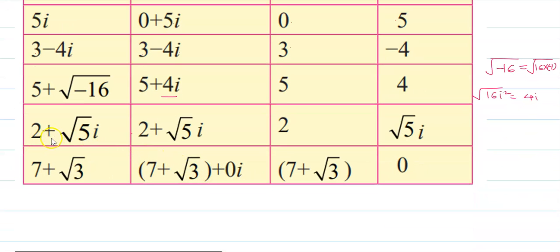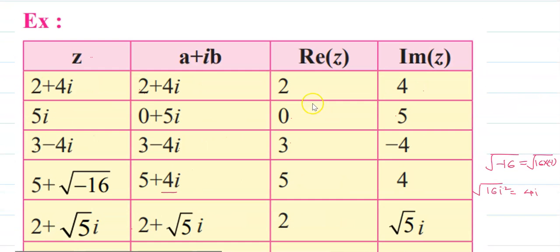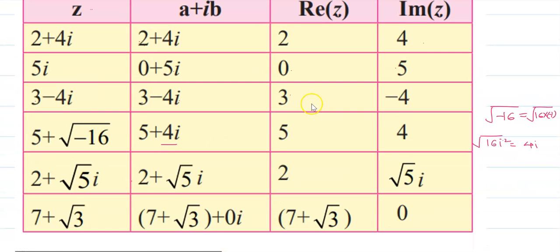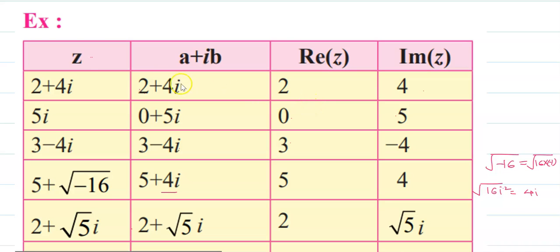Next, 5 plus root 5i. Again, the real part is 5 and the imaginary part is root 5. Next number, 7 plus root 3. Okay, here there is no i. Therefore, the number is 7 plus root 3 plus 0i. And hence, here the real part is 7 plus root 3 and the imaginary part is 0. In this way, these are the examples of complex numbers in the form z is equal to a plus ib and their real and imaginary parts.